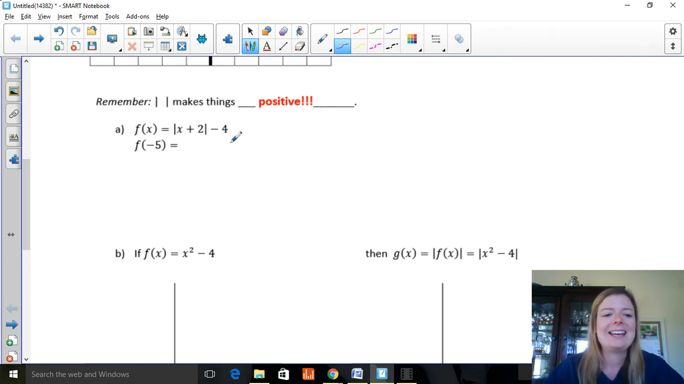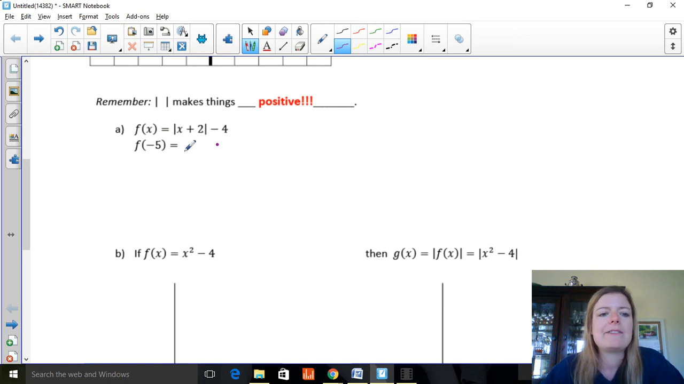Anyways, here's just a really quick example. Here's a function, an absolute value function. So we have absolute value of x plus 2 within the absolute value signs, and then we subtract 4. So we always want to deal with what's going on inside the absolute value signs first. Think of them kind of as parentheses, and then we're going to do the -4 after.